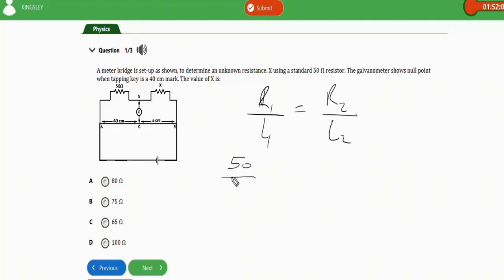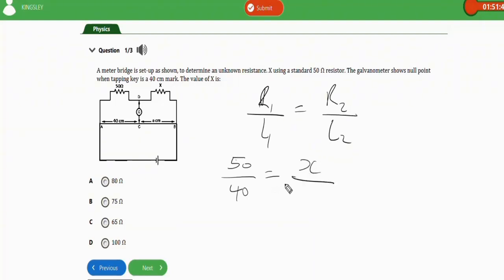That's the resistor, the first resistor. Then our L1 is the first length, which is 40, equals, now basically we are looking for the value of X, the R2, the second resistor. So let's call it X, R2, let's call it X over.